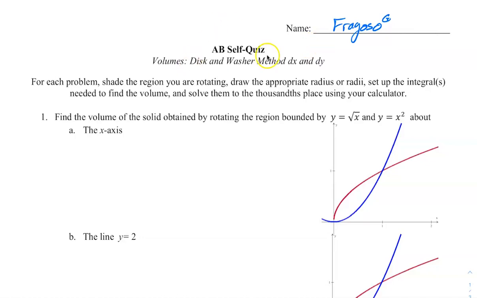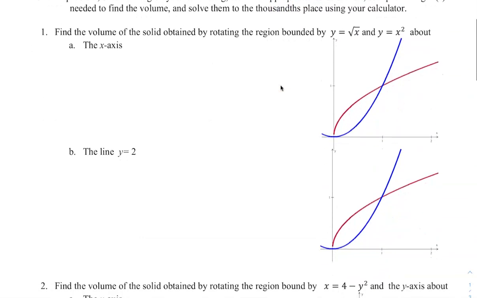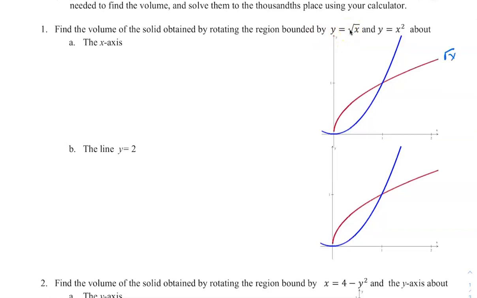So let's do an AP self-quiz on volumes, disc and washer method using dx and dy. So the first one here. Find the volume of the solid obtained by the region bounded by square root of x, which would be this guy. That's the square root of x graph. And y equals x squared, which would be this guy. About the x-axis, rotated around this guy.